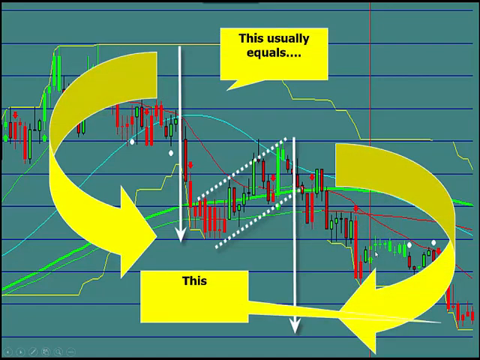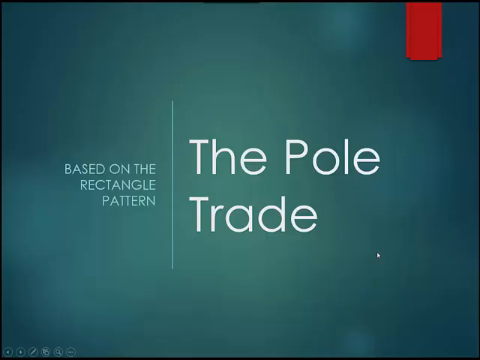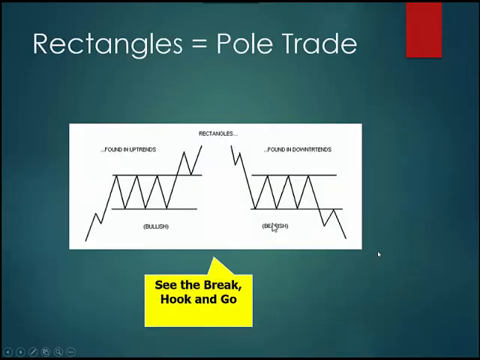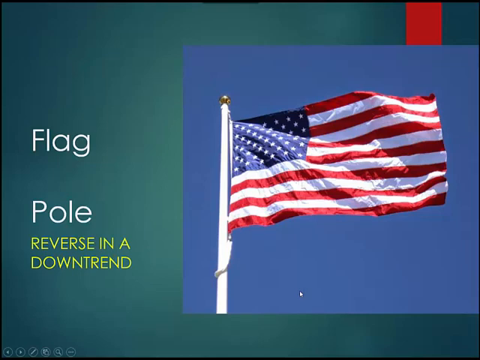Now that you know that, the pole trade is the first trade to actually learn. It's based on the rectangular pattern. So here's the rectangular, a pole trade. I want you to notice that part of the break of the flag is statistically always a break, hook, and go. A break, hook, and go. So how do we figure it out? Well, this is the flag part, and this is the pole part.